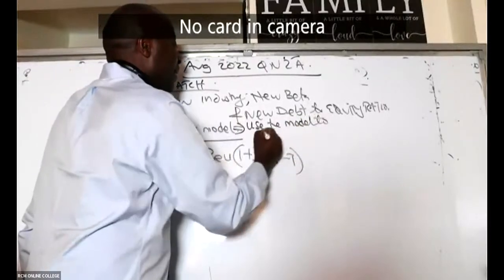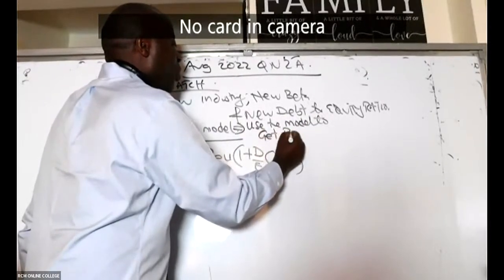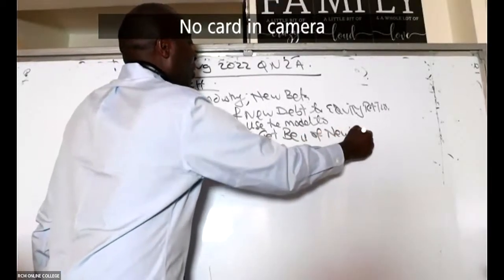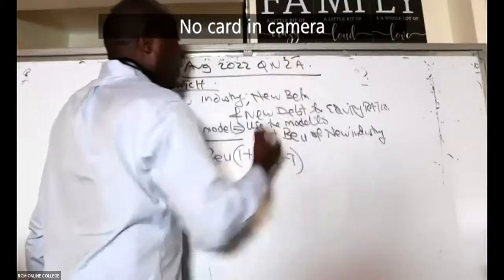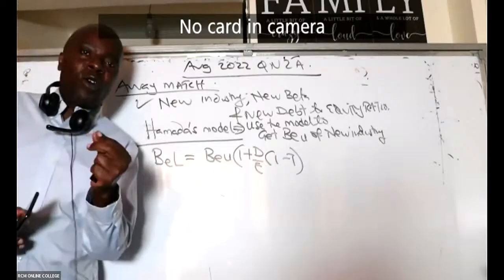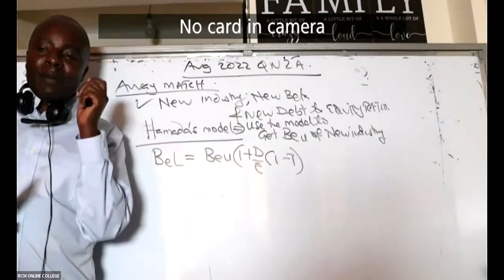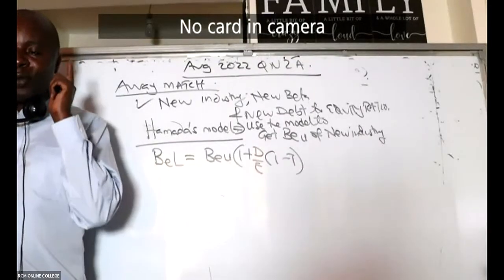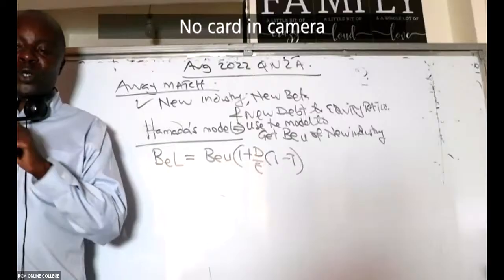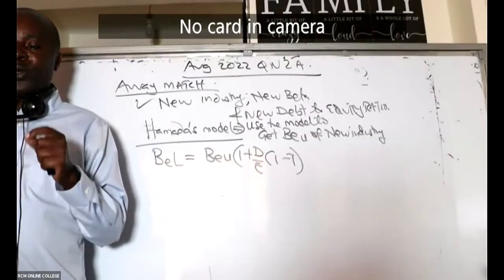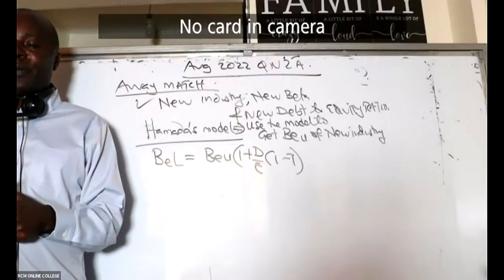to get βeg of the new industry. Use Hamada's model to get βeg of the new industry. So is there somebody who is able to see the beta of the new company? Is there anybody who is able to see the beta value of the new industry? I mean, beta of the new industry. I would want to move slowly because these questions are very common. Beta of the new company. Is there somebody who is able to see beta of the new company or of the new industry?